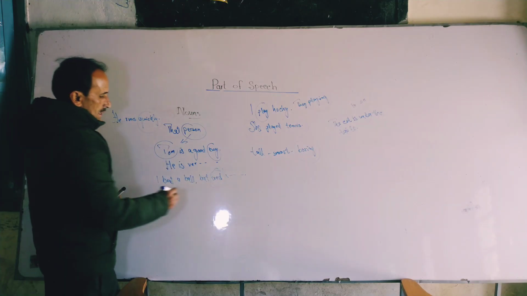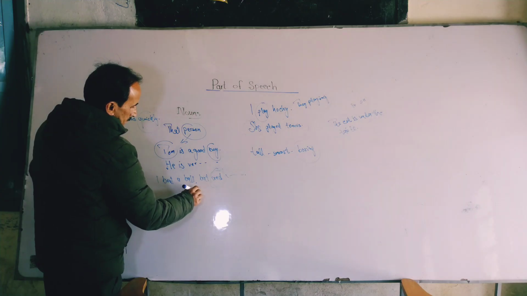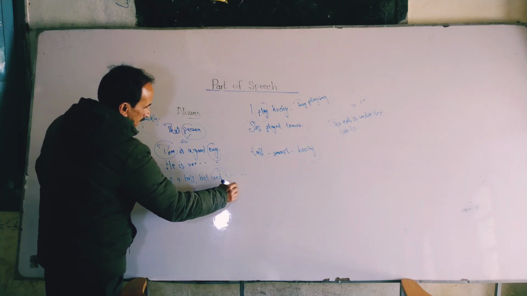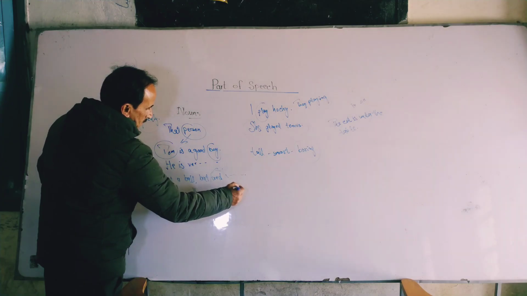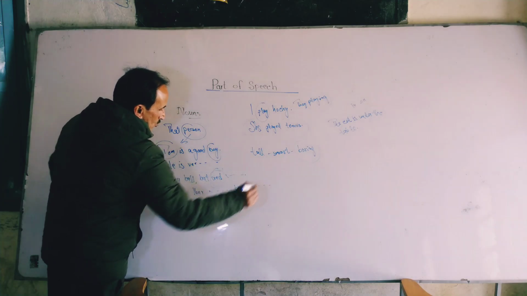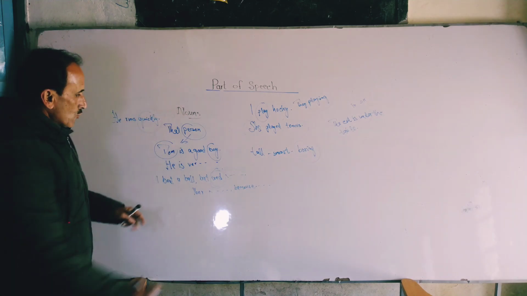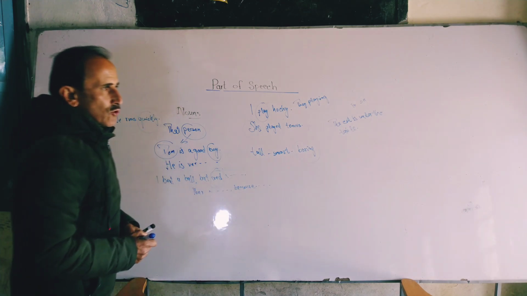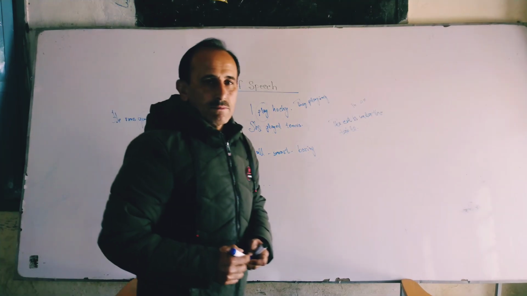For example, you are a smart boy because you work very hard. So because is making two clauses together or two sentences together.